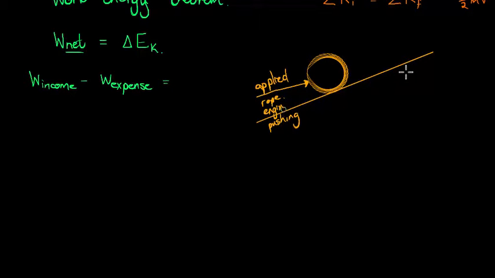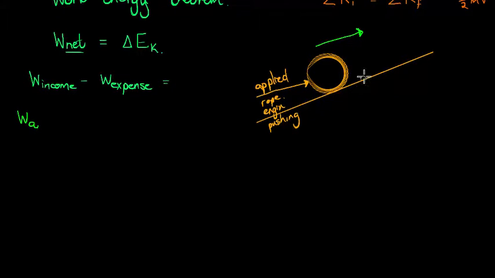So the object is already moving in a certain direction. Let's say I'm pushing the object upwards and it's moving upwards. If I'm pushing in the same direction as the object is moving, I'm adding energy into the object. Does that make sense? Yes. So in other words, the income here would be work applied. That would be one of the incomes.